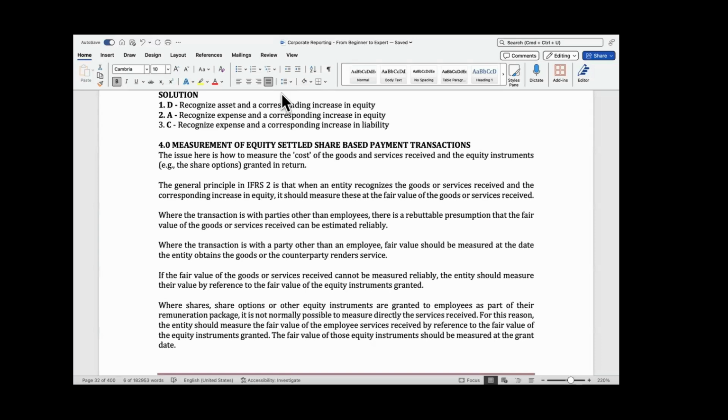I told you that the cost you would use is the cost of the goods or services received. So the general principle in IFRS 2 is that when an entity receives goods or services and it pays with its equity, we are going to measure that transaction at the fair value of the goods or services received. That was what we agreed last week. However, you can only measure at the fair value of the goods or services received when you even have that value.